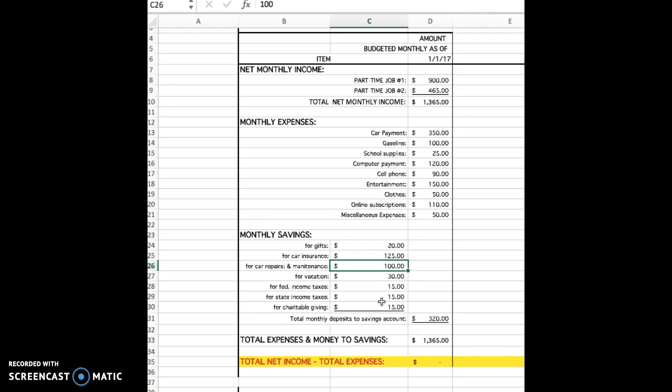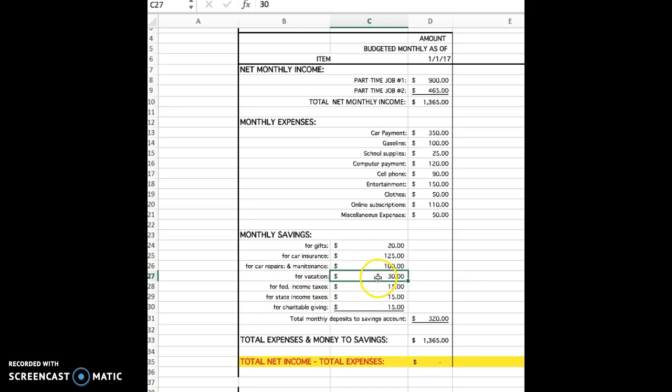Not only oil changes and that sort of routine maintenance, but also perhaps the car is going to need tires in the near future. So we need to start saving for that. So this person is putting aside $100 every month for car repairs and maintenance. Vacation. We're saving $30 a month for a vacation.